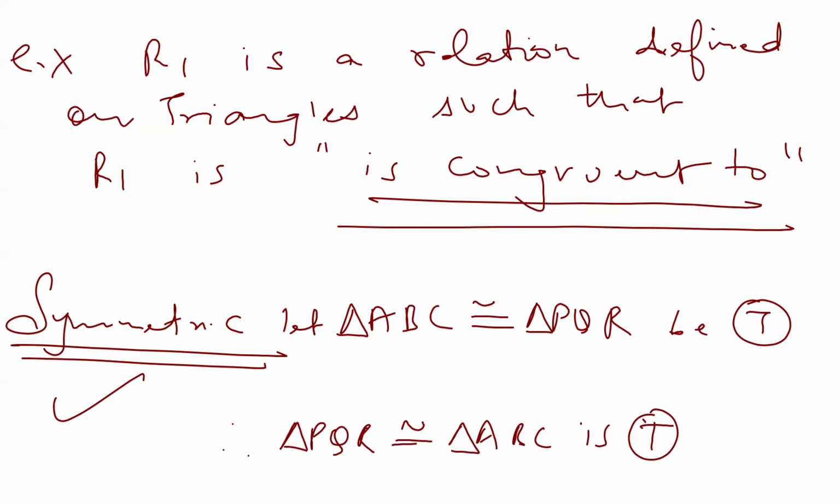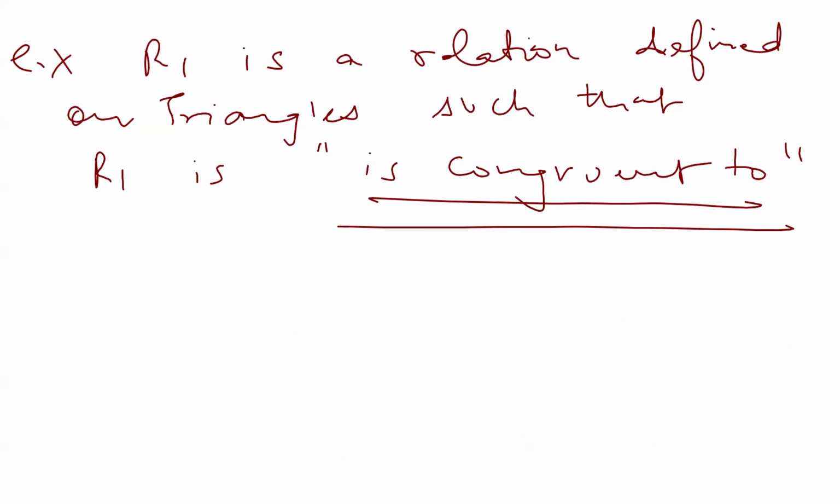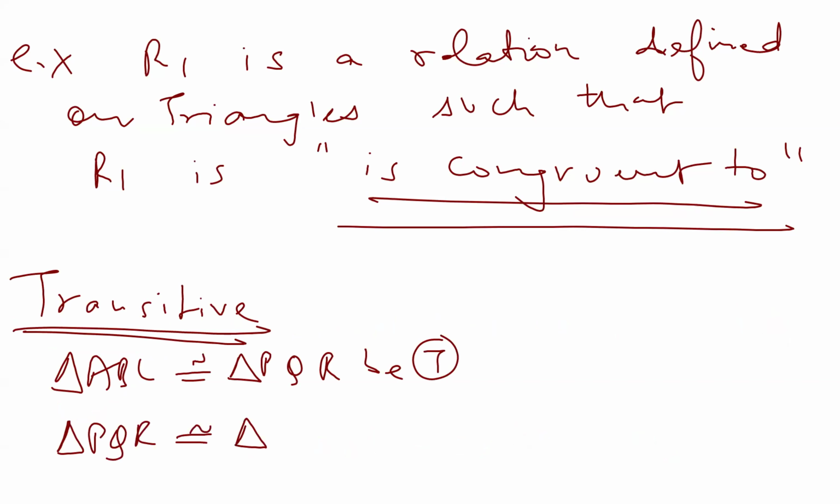Next one, transitive. Let ABC be congruent to PQR, be true. Let PQR be congruent to DEF, be true. Both the statements are true. So this pattern can be true in both the cases.